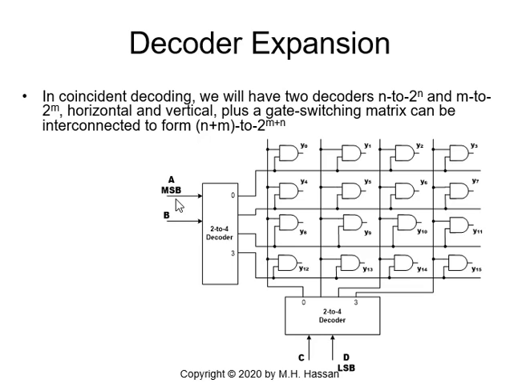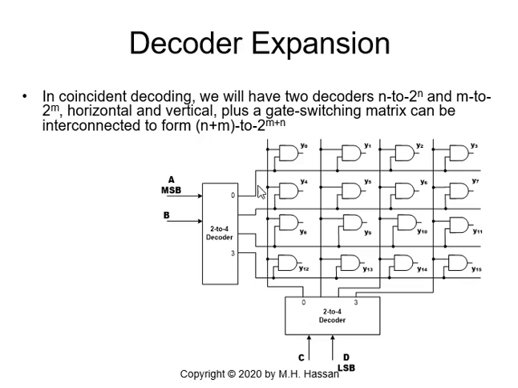So for instance, if we have the input 0, 0, the output 0 will be active. If I have 0, 0, this 0 only will be active. Only this 0 is active. And with 0 and 0, you'll get Y0.